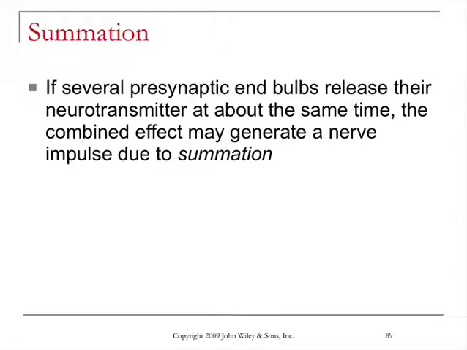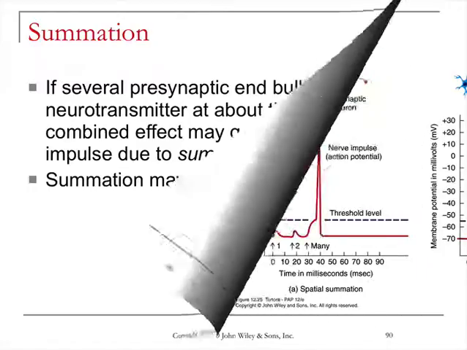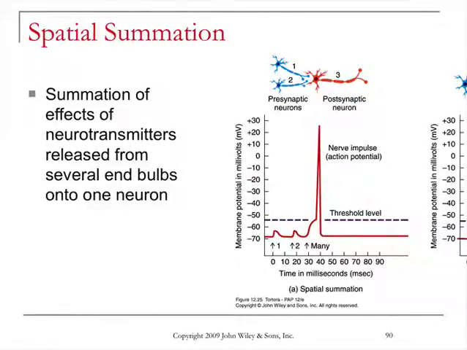If several presynaptic end bulbs release their neurotransmitter at about the same time, the combined effect may generate a nerve impulse due to summation. Let's look at the two different kinds of summation. Summation can be either spatial or temporal. Here we have an illustration of spatial summation. Spatial summation involves summation of the effects of neurotransmitters released from several end bulbs onto one neuron.